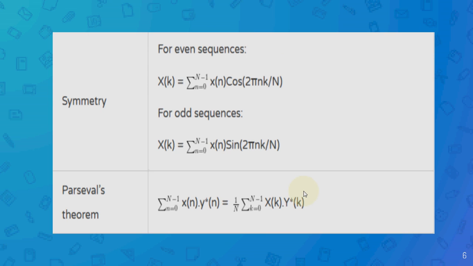Symmetry property: for the even sequence, X of k is equal to summation n is equal to 0 to N minus 1 x of n cos of 2 pi k n by N, and for the odd sequence, X of k is equal to summation n is equal to 0 to N minus 1 x of n sin of 2 pi k n by N. Parseval's theorem: summation n is equal to 0 to N minus 1 x of n multiplied by the complex conjugate of y of n is equal to 1 by N summation k is equal to 0 to N minus 1 X of k into the complex conjugate of Y of k.